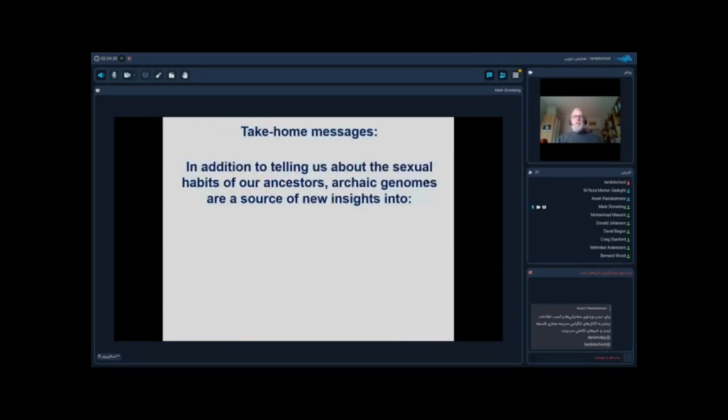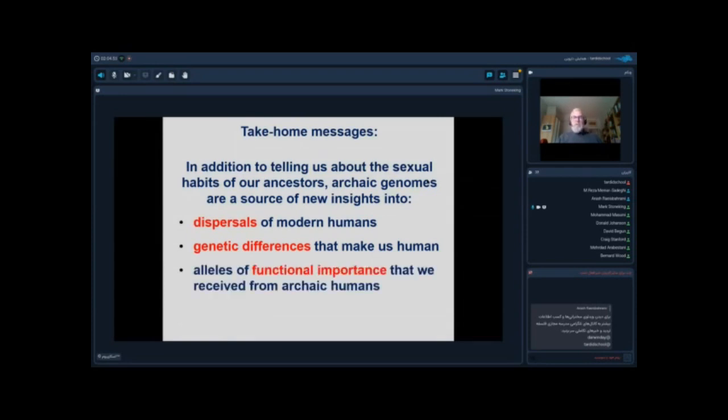So I'd like to conclude now with take-home messages. In addition to telling us about the sexual habits of our ancestors, the archaic genomes are a source of great new insights into the dispersals of modern humans. They tell us about the genetic differences that make us human, and they tell us about alleles of functional importance that we received from archaic humans.